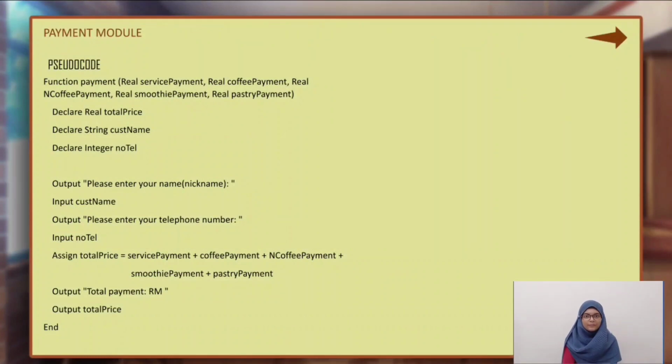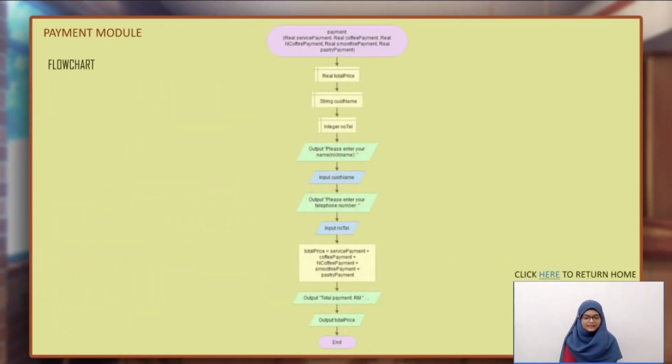The code for the payment module has no looping or selection statement in this module. Then I will explain the flowchart for this module. The system will enter the service module, and the return variables we will receive for the main are real service payment, real coffee payment, real non-coffee payment, real smoothie payment, and real pastry payment.